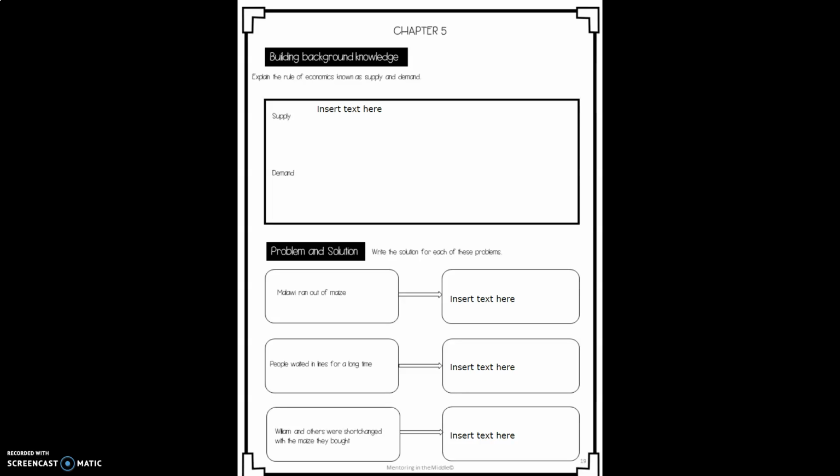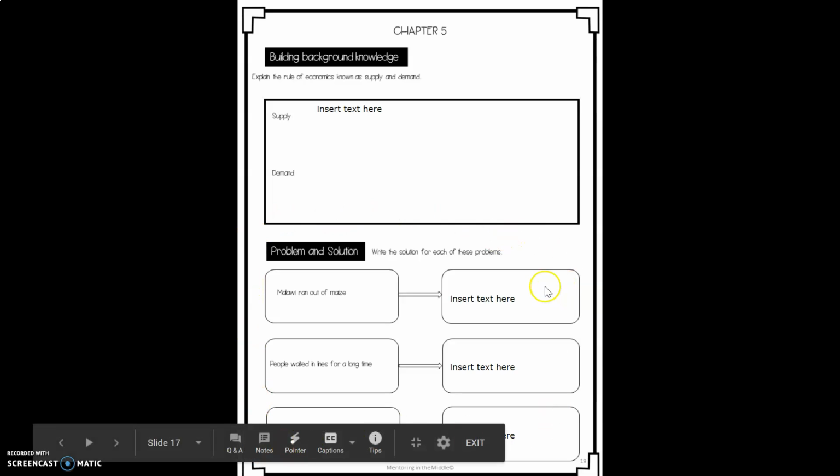If you know what one word is but not the other, say that. If you know what both mean, that's awesome. Fill it in. So take a few minutes to enter in your background knowledge information first. And then after we finish reading Chapter 5, which will be in 3 different parts this time because Chapter 5 is very long, you will fill in a problem and solution graphic organizer.